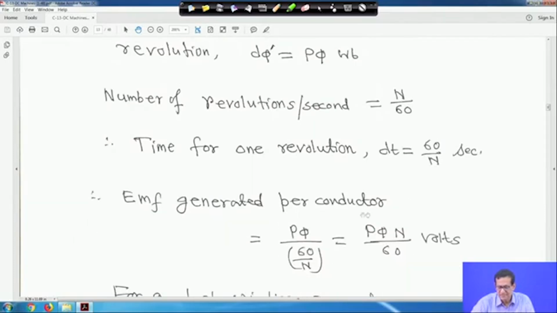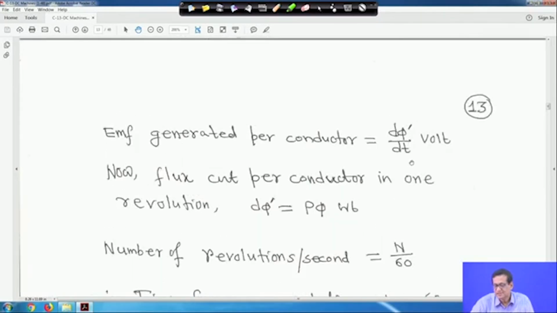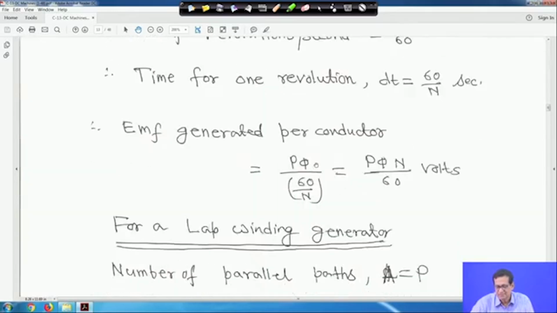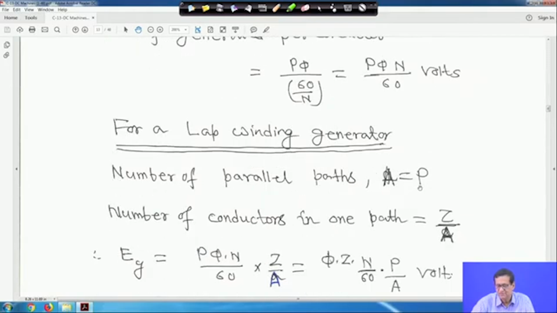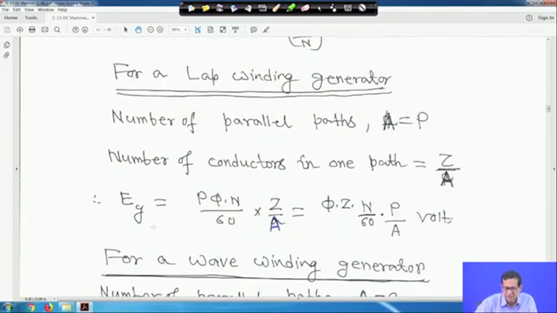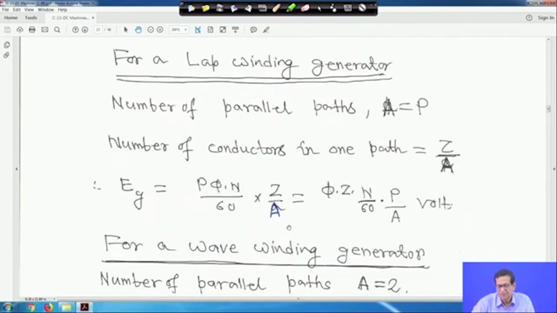Therefore, the EMF generated per conductor, this is your d phi by dt, will be P phi, with dt being 60 upon N, that is P phi N upon 60 volts, right, straightforward. Now, for a lap winding generator, I told you the number of parallel paths is A is equal to P, and so the number of conductors in one path will be Z upon A, because you have a number of parallel paths. Therefore, the voltage induced will be P phi N upon 60 into Z upon A, that is equal to phi Z N by 60 into P by A volt, right.